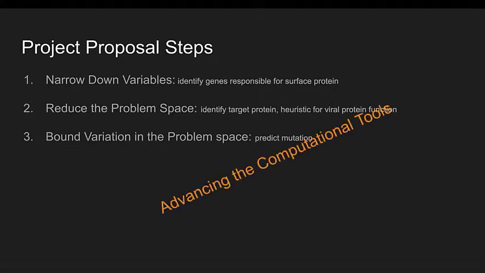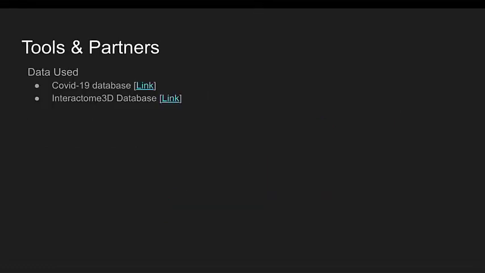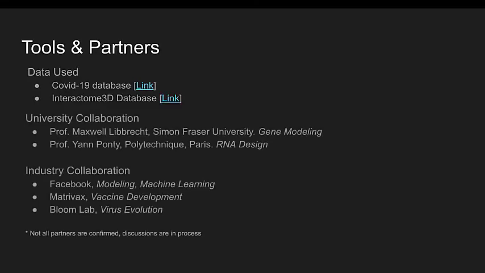Although there are tools available and used by scientists, we found out that the tools we have from other fields of computer science, like image processing and computer graphics, can significantly accelerate vaccine development. The project will use data from COVID-19 and protein 3D infrastructure, and it's a collaboration between university and industry.